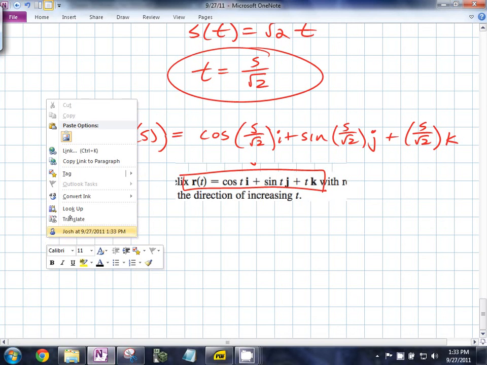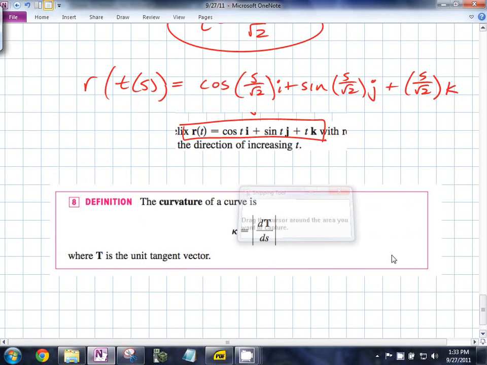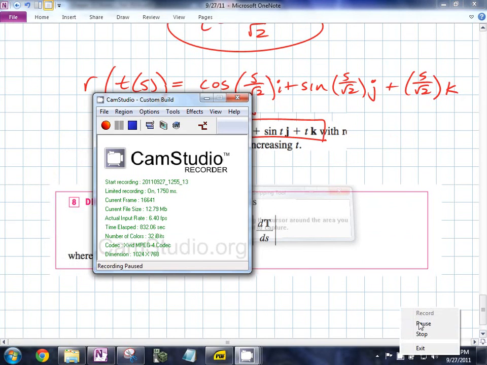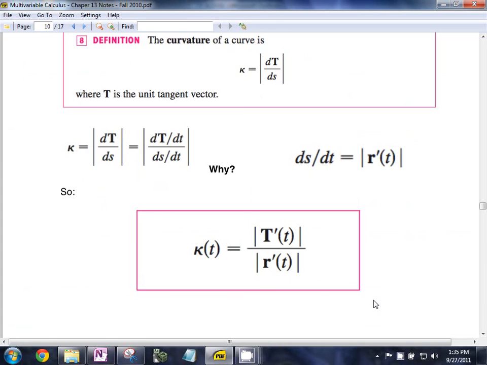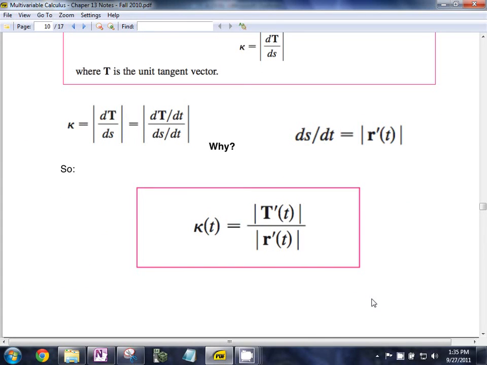Many of you take notes by just writing down whatever's inside the red box, which is fine. So here it is. This is what you need to remember for curvature: curvature is equal to the magnitude of T prime of t over the magnitude of r prime of t. What is T? The unit tangent vector. If you're on a roller coaster, it is where you're headed at that point. What's r prime of t going to be? The rate of change of the position.